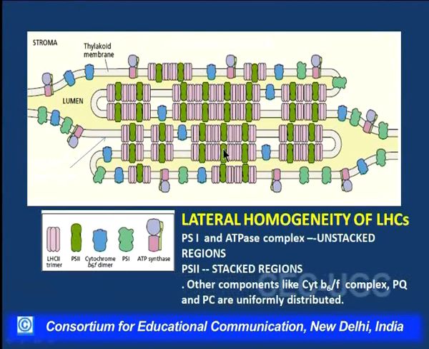Whereas on the stacked regions or the so-called appressed regions where the membranes are facing each other, we have an abundance of PS2. So PS2 is more on the appressed regions of the chloroplast as compared to the non-appressed regions where ATP synthase and the PS1 exist.